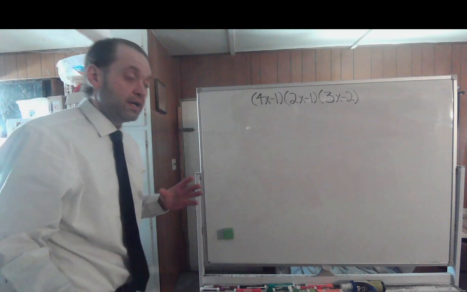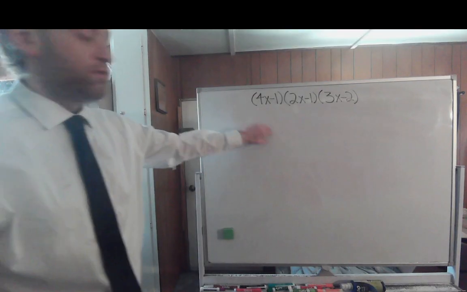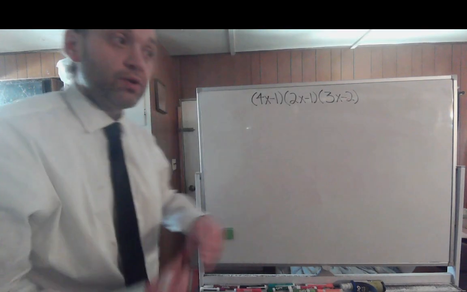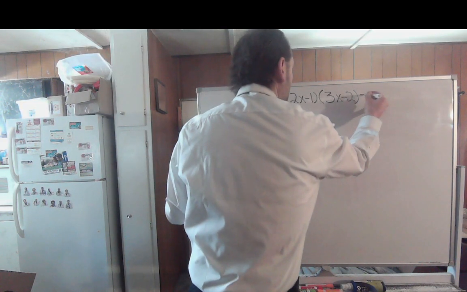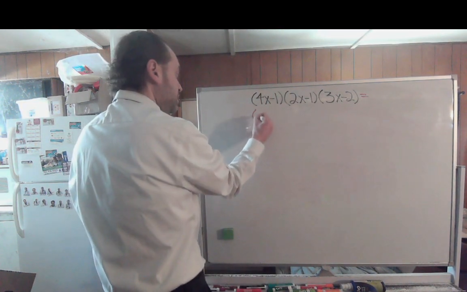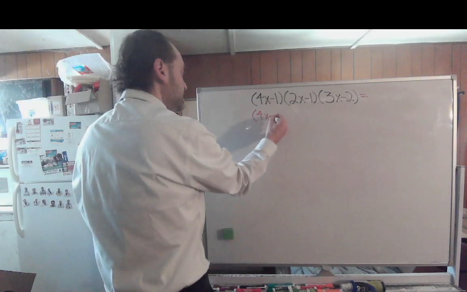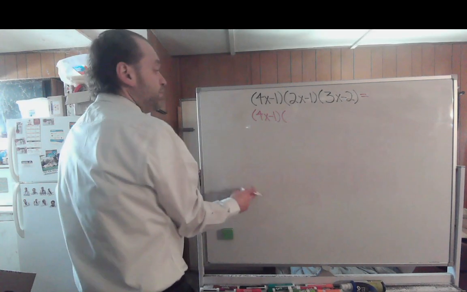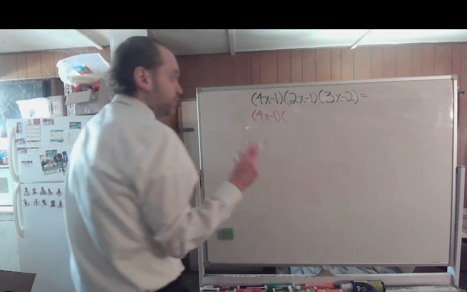Again, leave your left one alone, FOIL out your two that are to the right of it when you have three of them. So the 4x minus 1, that quantity will stay the way it is temporarily. Now FOIL out the 2x minus 1 and the 3x minus 2.